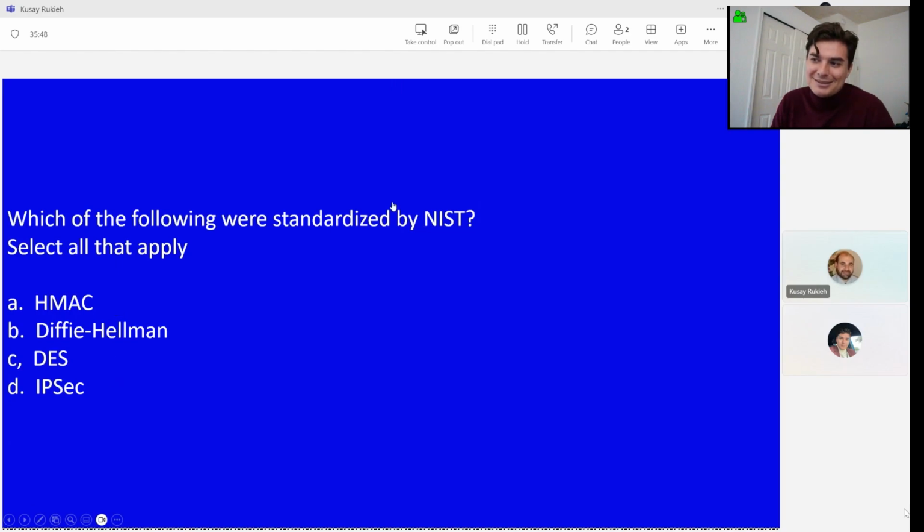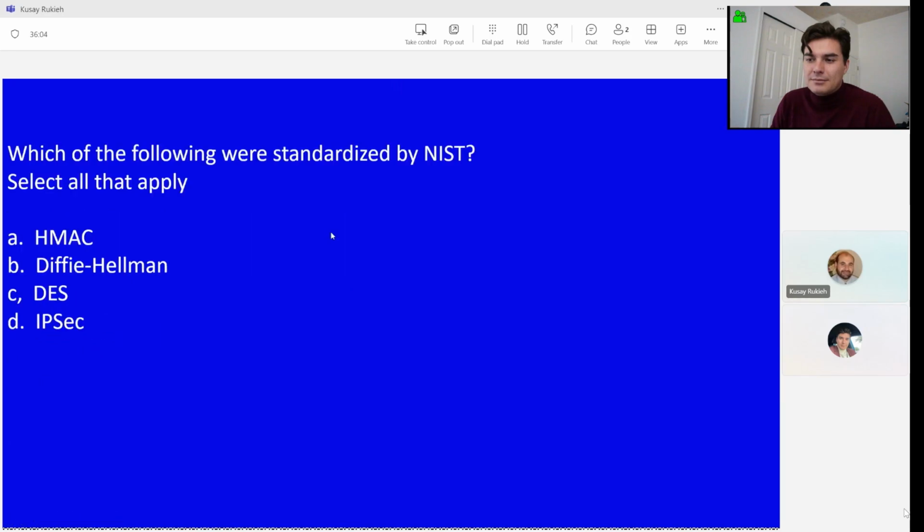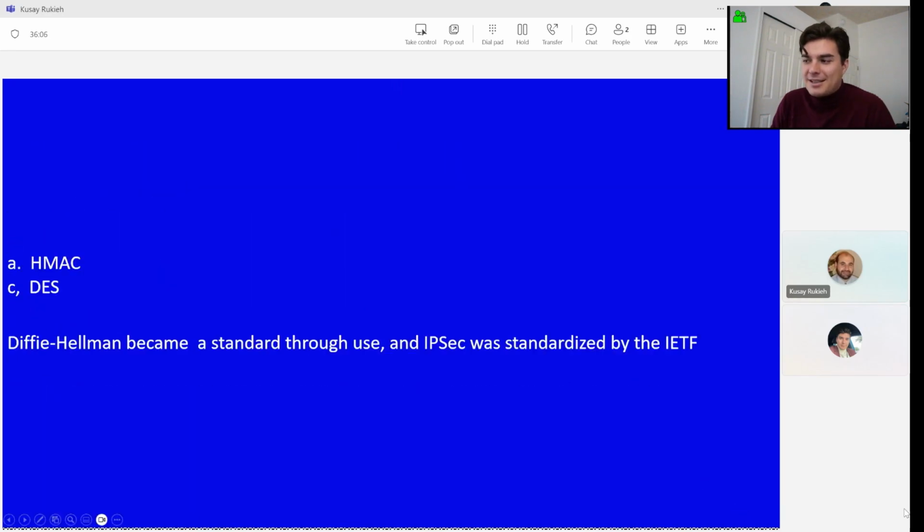That's exactly right. Remember, back in the 1970s or so, we didn't have lots of technologies available. So NIST grabbed whatever was available to make it a standard. So HMAC and DES were the only predominant forces at that time. I see.